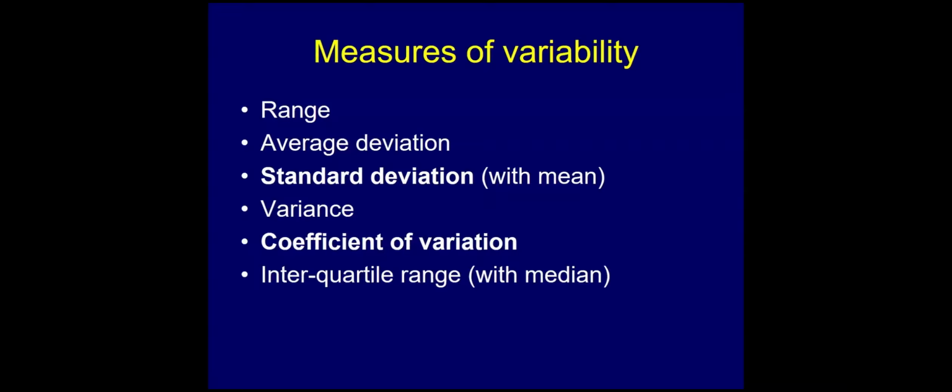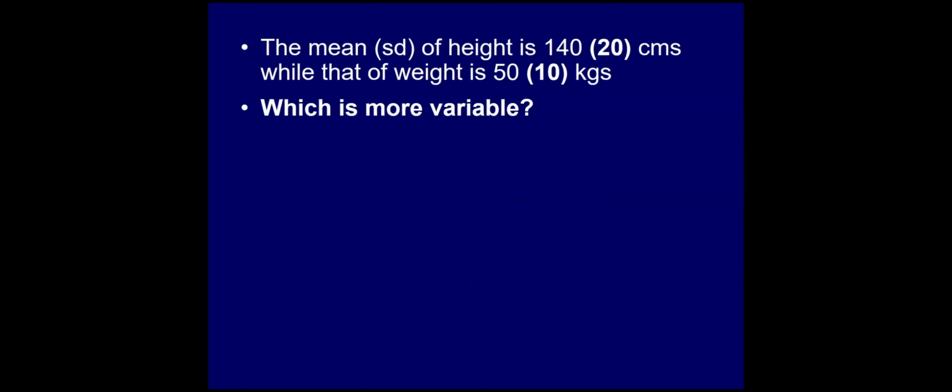Let us take 2-3 things here. One is standard deviation, coefficient of variation, and interquartile range. We'll discuss this in detail because these are the things which are pretty important when it comes to health research. So let us take this example.